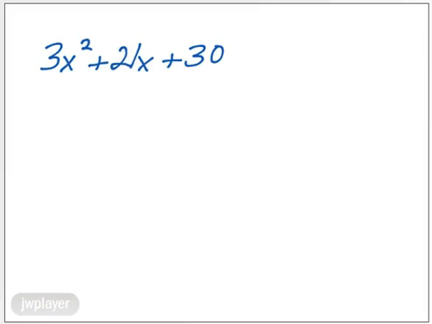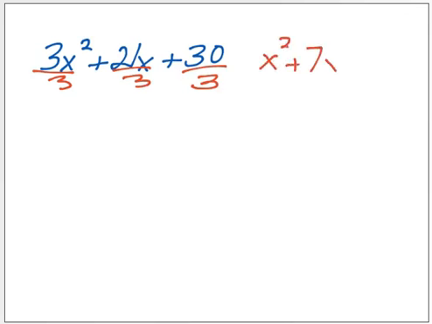Find your greatest multiple, your greatest common factor that you can pull out. I believe it's going to be 3. So if I divide each term by 3, I now have x squared plus 7x plus 10. And of course the 3 doesn't disappear, it's still sitting there, isn't it?